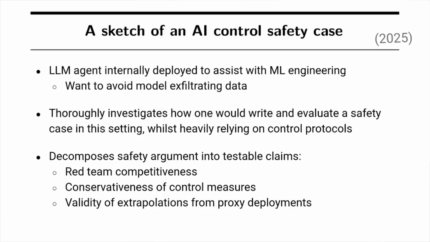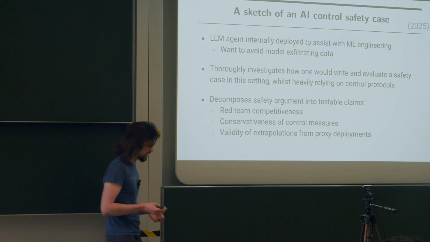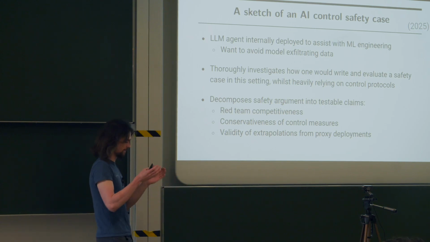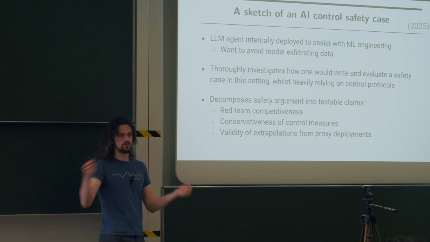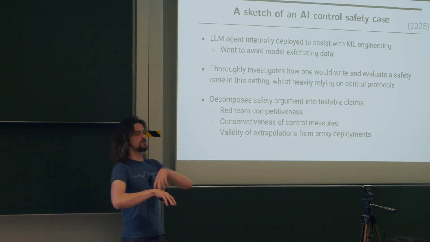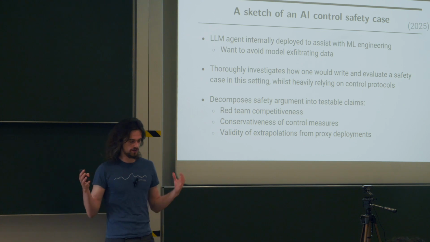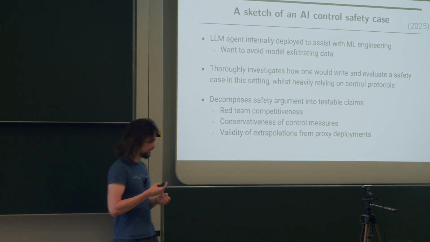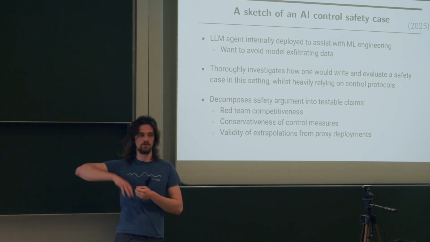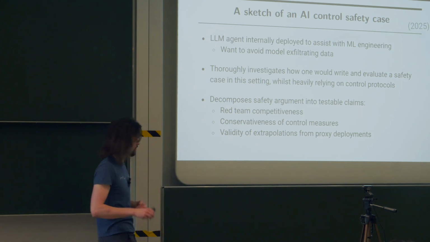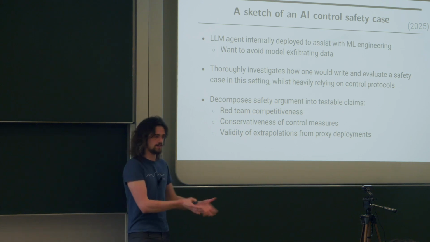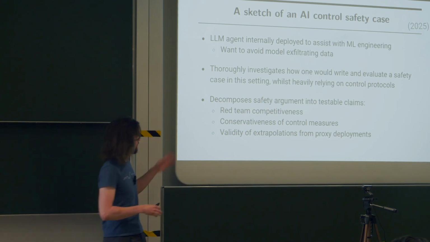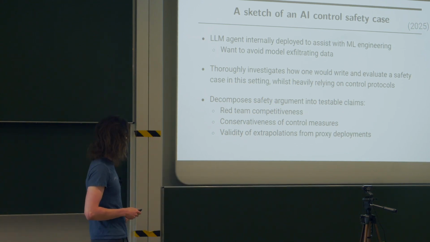And finally, testable claims about how valid you can make, sorry, they look at the claims of the validity of extrapolations from your proxy deployments. So when you're doing this control evaluation, this is still an eval. This is still internal, and it's not necessarily going to perfectly match the real world deployment setting. And so there is some question of how valid is extrapolating from this proxy deployment into the real world. And so they look at some of that as well.